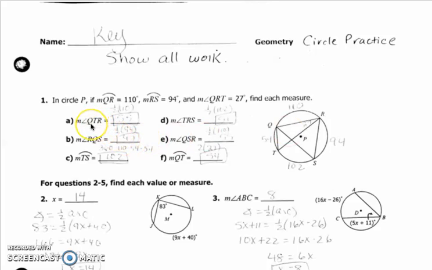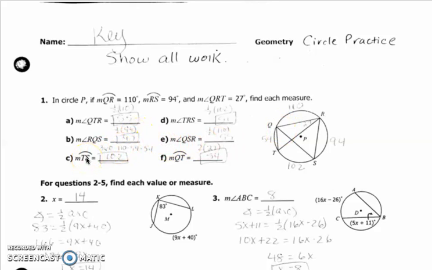So the first thing I want to find is angle QTR. QTR is right here. It's an inscribed angle. It's just half the arc. Since the arc's 110, this is 55. The next angle is angle RQS. So RQS is right here. It's another inscribed angle. Since the intercepted arc is 94, half of 94 is 47.